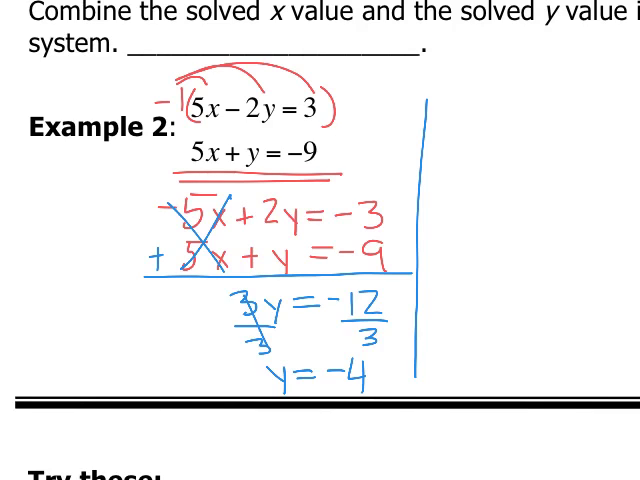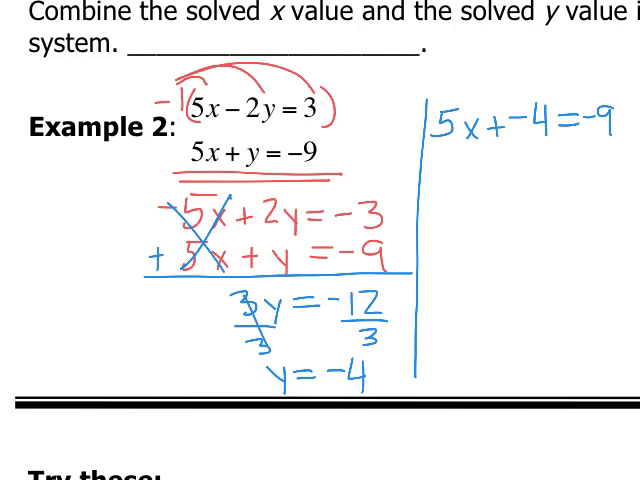So which one would you guys like to use? Top or bottom? Bottom? Okay, sure. Why not? Okay, so if I take the bottom equation, I have 5x plus y, and now we know that y is -4, so I'm going to go ahead and put that there, equals -9.